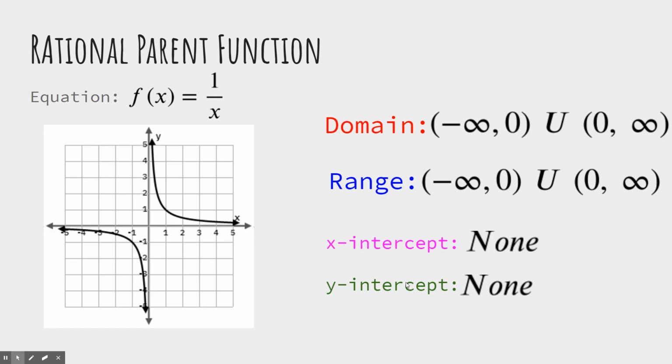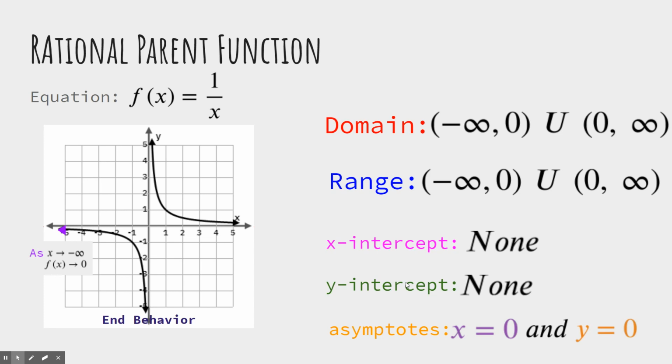But the reason for the union is because there are asymptotes at x equals 0, which means this graph is never going to touch x equals 0. And there's also an asymptote at y equals 0, which means your range is never going to touch 0. Now to discuss end behavior. So we look at the left side and we have as x approaches negative infinity, your f of x is actually approaching 0. And we have the one on the right side that as x approaches positive infinity, your f of x is approaching 0.